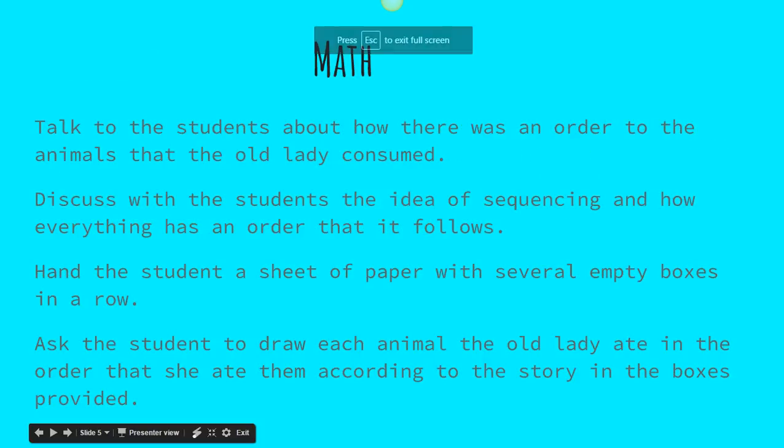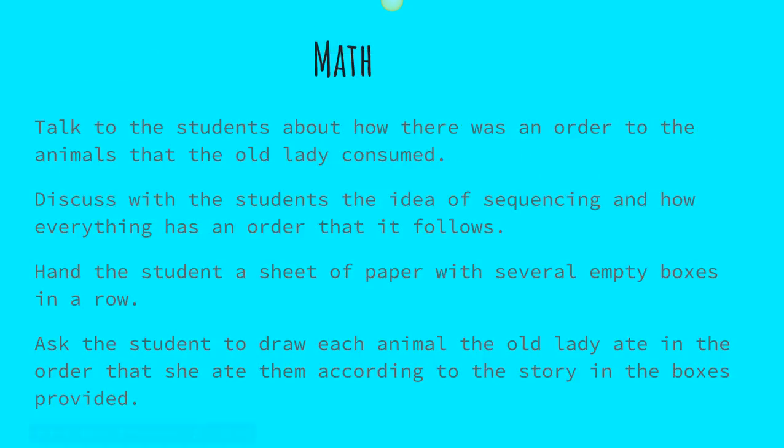For the math lesson, I would talk to the students about the idea of sequencing and how everything has an order that it follows. I would hand the students a sheet of paper with several empty boxes all lined up in a row and ask them to draw the different foods that the woman from the story ate, in the specific order that she ate them.